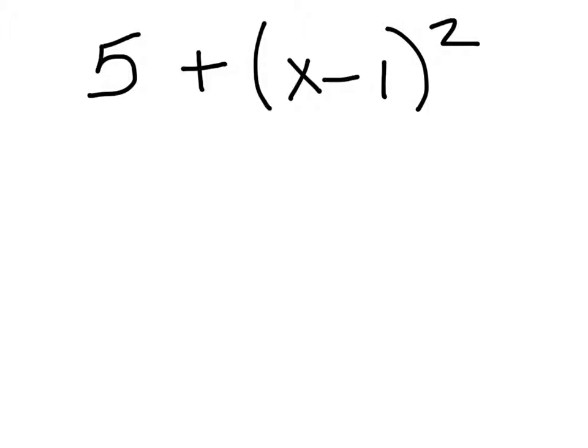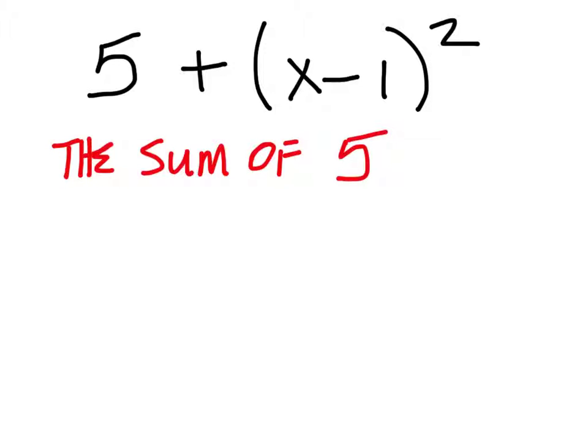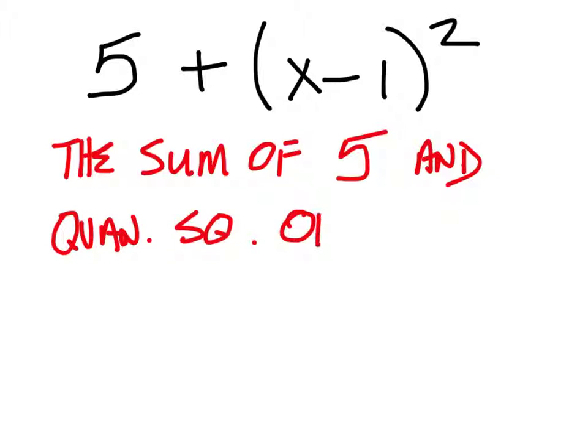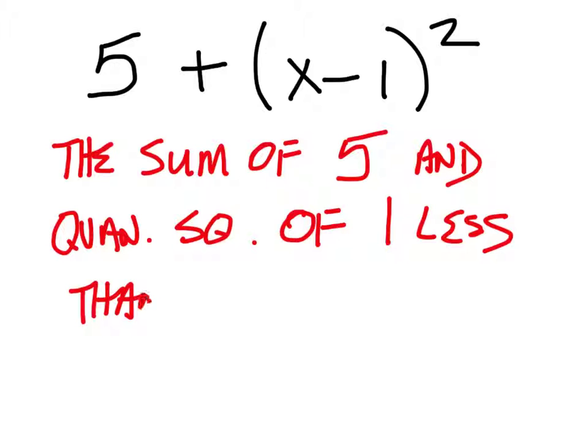What about this one? Where could I start on this? The sum. You could do the sum, so we'll do the sum of 5 and the quantity squared of 1 less than a number. That's right. The sum of 5 and the quantity squared of 1 less than a number.